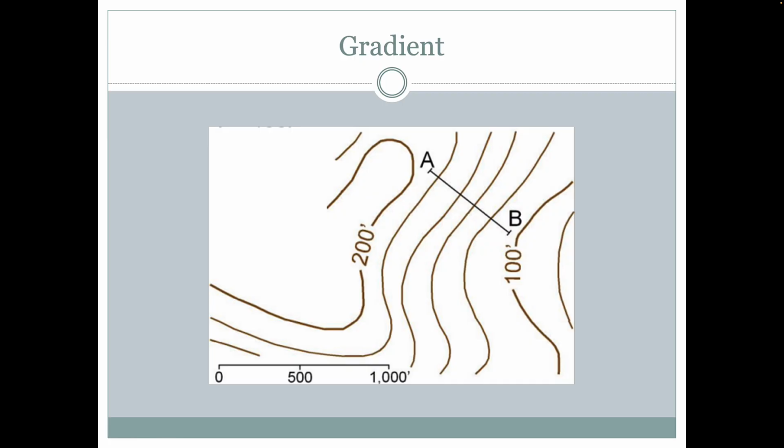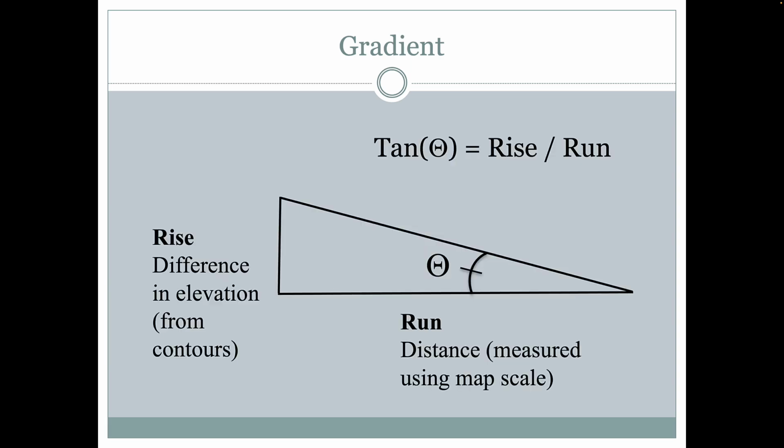But we can go beyond that, and we can actually measure what the angle of the slope is between A and B. In order to do that, we will use a function called tangent. If we want to find out what this angle is, which is what the slope of the land would be, flat would be 0, and here we're at some angle, which is called theta.